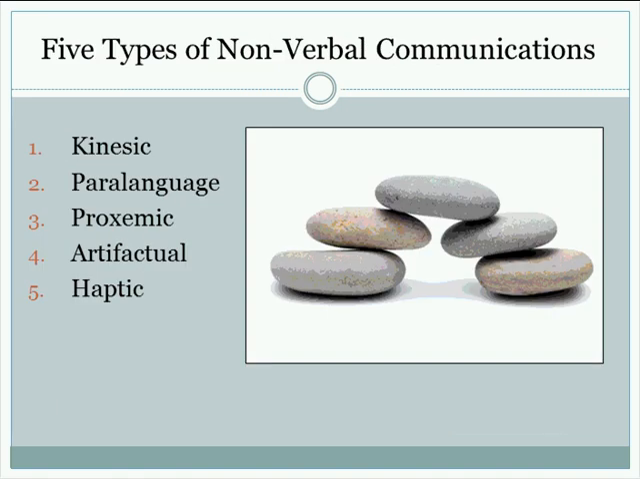So we're going to talk about five types of nonverbal communication today: kinesic, paralanguage, proxemic, artifactual, and haptic. Kinesic communication occurs with body language. Paralanguage is communication through voice, tone, and speed of what we're saying. Proxemic communication is communication through space and distance. Artifactual communication is through visuals and colors, and haptic is touch. And we'll cover each of these in great detail.